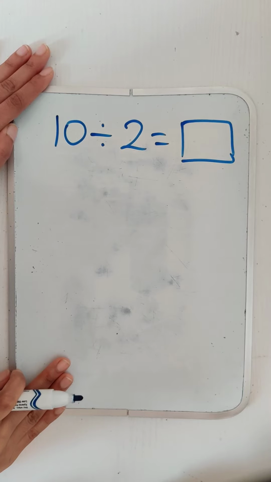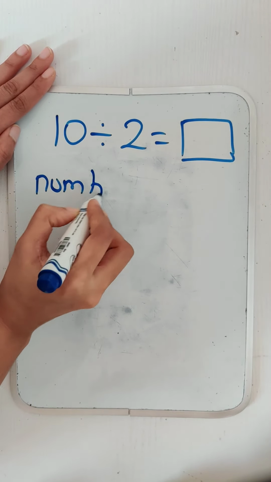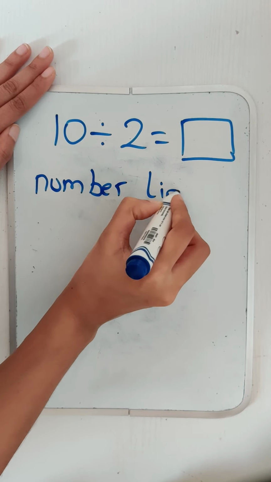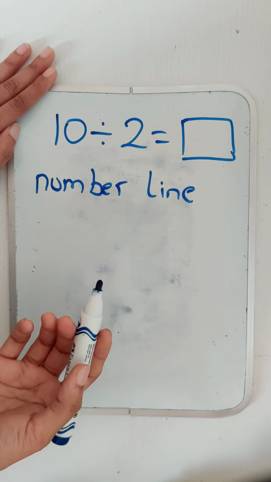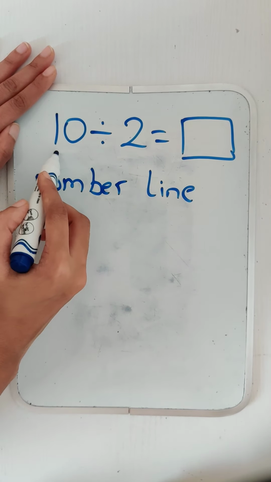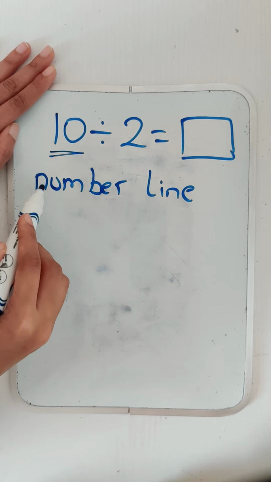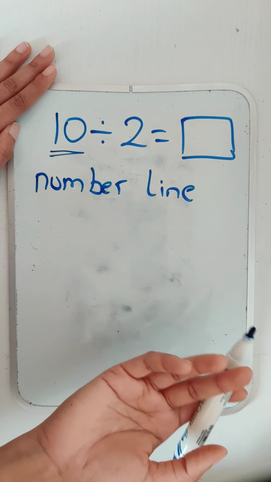Now we are going to see one more strategy, which is the number line strategy. Okay, now in this I'm going to draw a number line. Since I don't have a number line over here, I'm going to draw one. If you have one, you can use that. So for my number line, I need at least 10. So my number line should stop at 10. It's okay if I don't draw more than that.